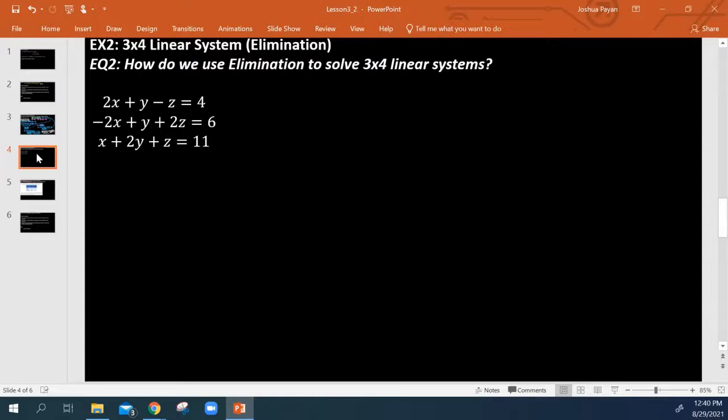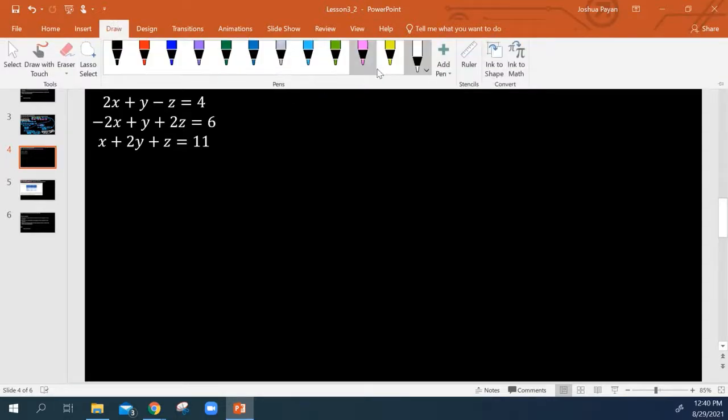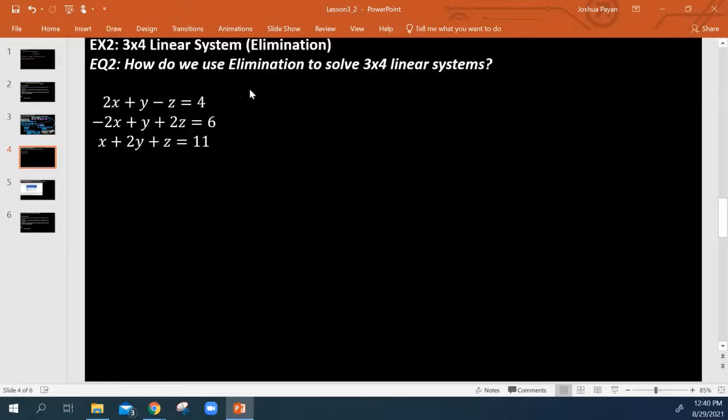Okay, so now let's get into the less gnarly. Elimination is going to work much the same as it did with the 2x3 systems. So if you look here and here, we see that we can go ahead and combine these two, and we'll be able to eliminate z. So let's do that. 2x plus y minus z equals 4.